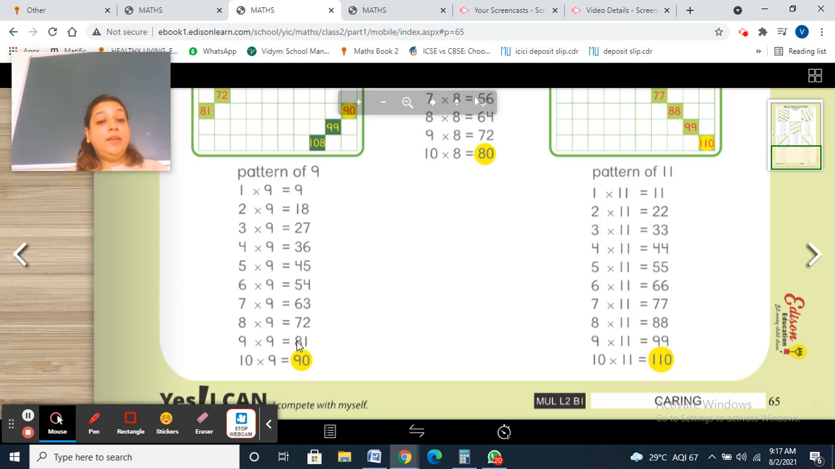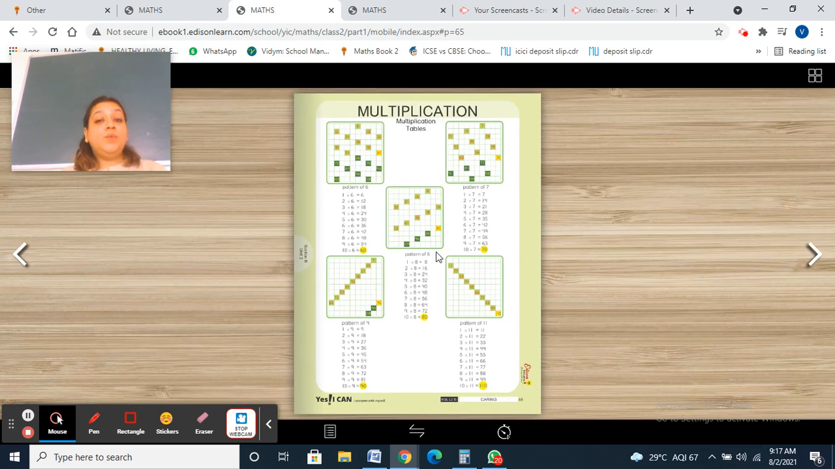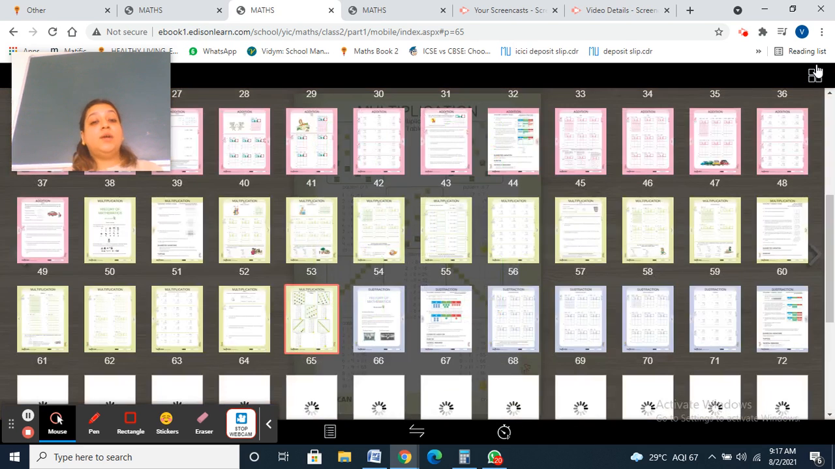Similarly, table number 11. 11 ones are 11, 11 twos are 22, 11 threes are 33, 11 fours are 44, 11 fives are 55, 11 sixes are 66, 11 sevens are 77, 11 eights are 88, 11 nines are 99, and 11 tens are 110. So now what we are going to do, we are going to start with the exercise on page number 52.